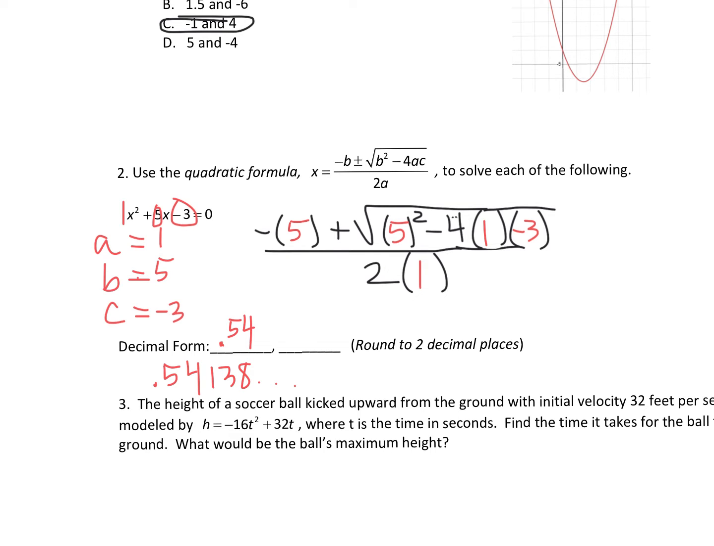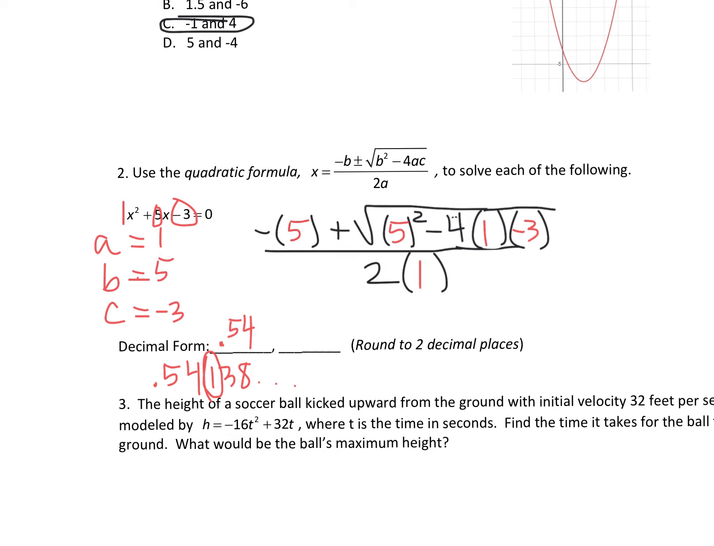For rounding to the nearest hundredth, you are going to look at this third decimal place, or the third digit, and say if that's between 0 and 4, you're going to keep the number the same. If it's 5 or higher, this goes up, so that's why I'm at 0.54.